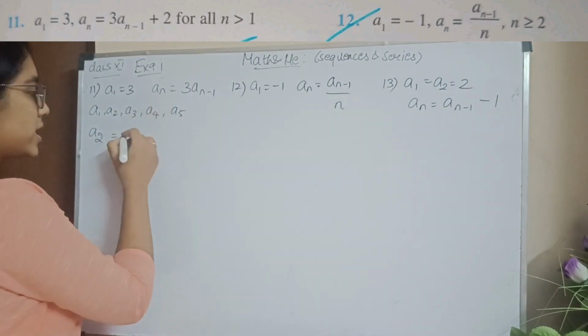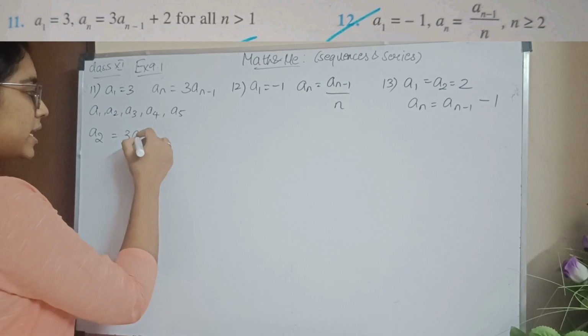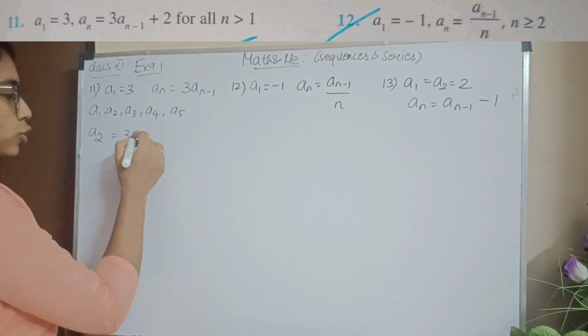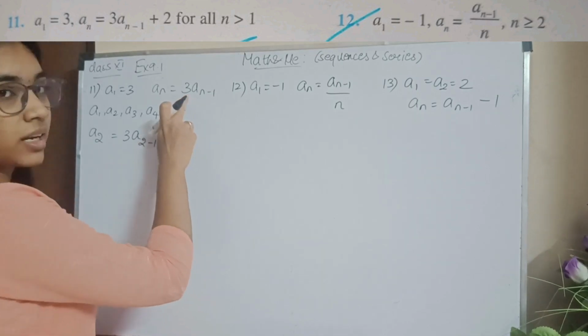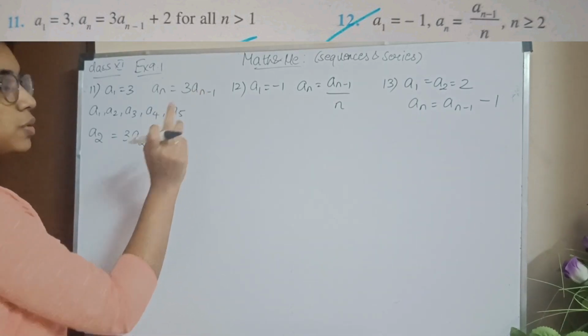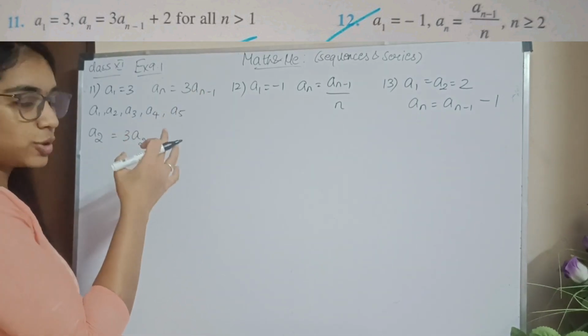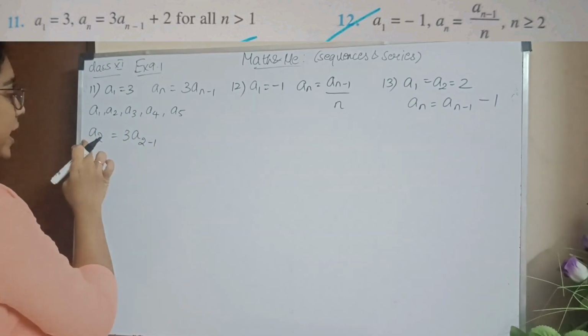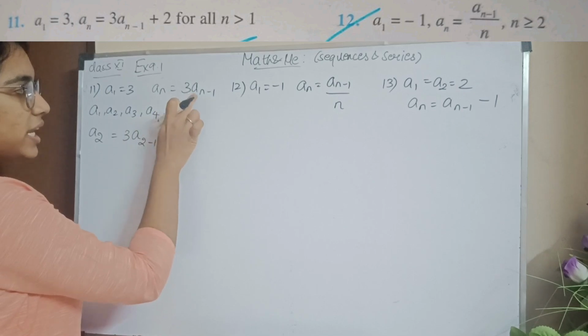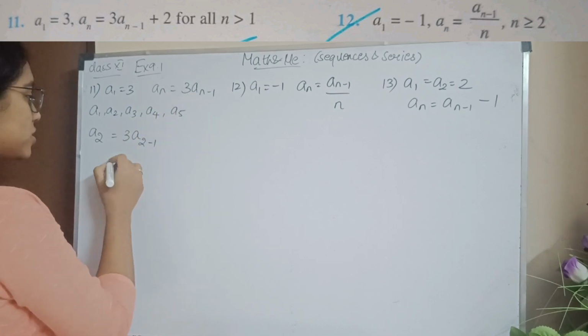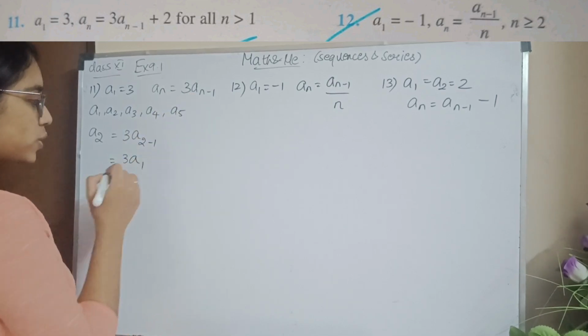For a2, I have the subscript to be 2. So a2 is equal to 3 times a, where the n value is 2, so it will be 2 minus 1. Okay, you have to understand the difference between a subscript and a number. Wherever you have n, you have to substitute the corresponding values. So I have a2 equals 3 times a_(2-1).